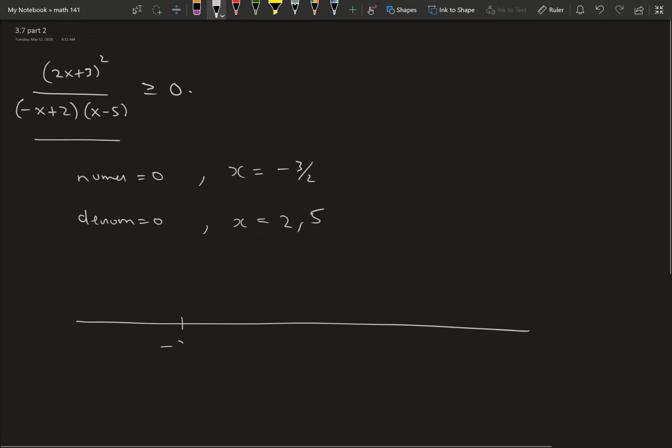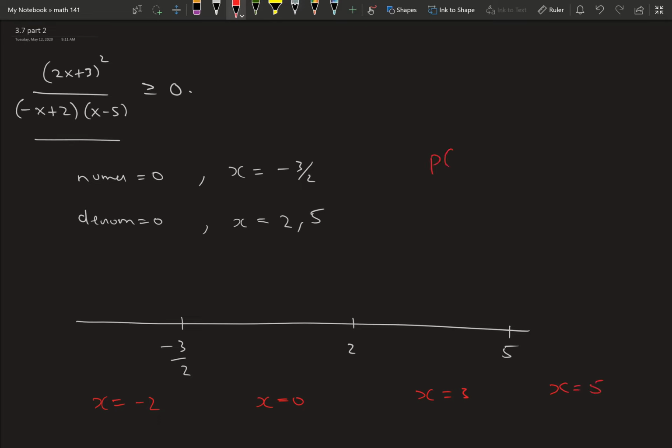And that breaks up the real line into subintervals, and then we plug in one value in each subinterval and find the sign of our polynomial. Our polynomial here is (2x plus 3) squared over (-x plus 2) times (x minus 5).